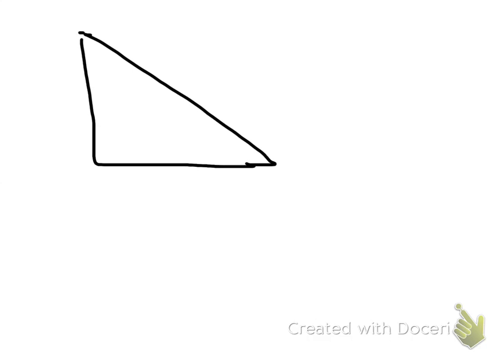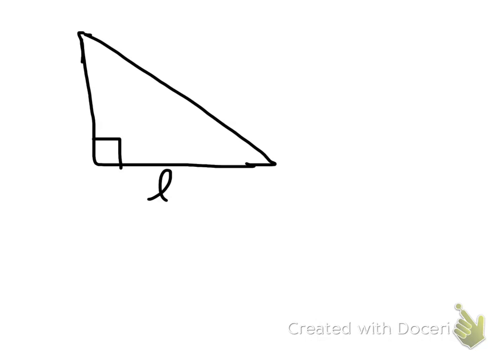So we're going to go ahead, done with our graph paper now. I'm going to draw us a triangle. I want you to go ahead and draw one on your paper. Draw a right triangle. We're going to label this triangle.